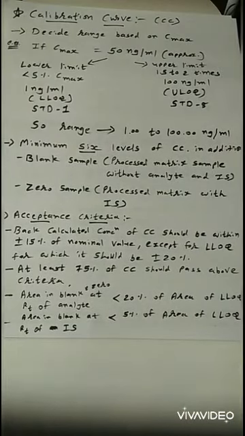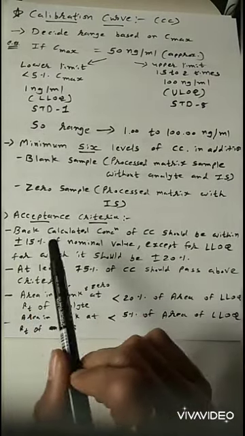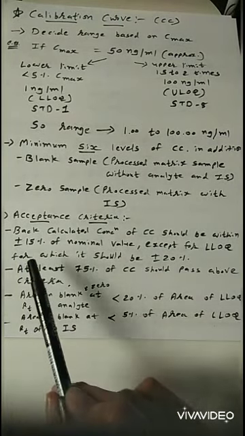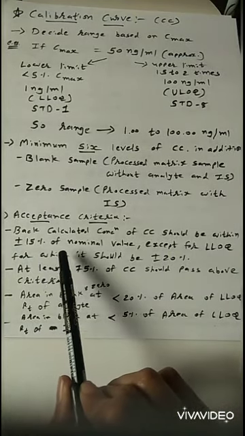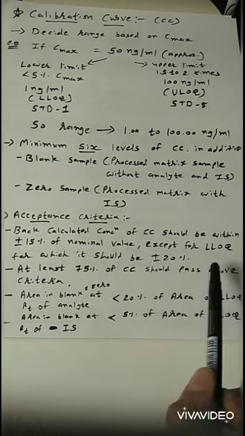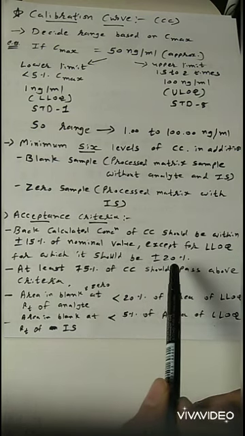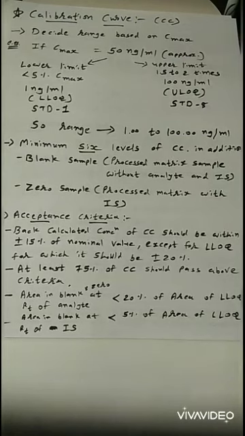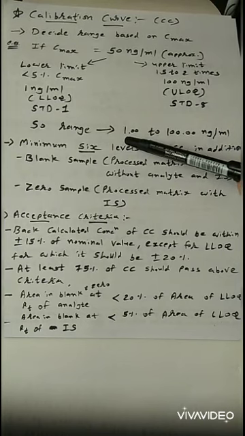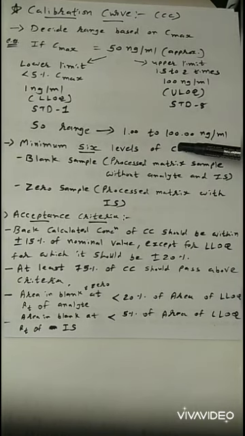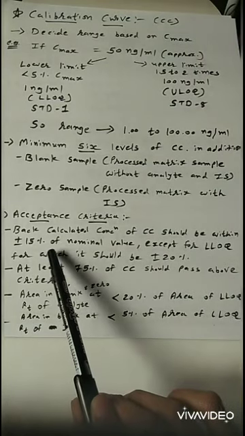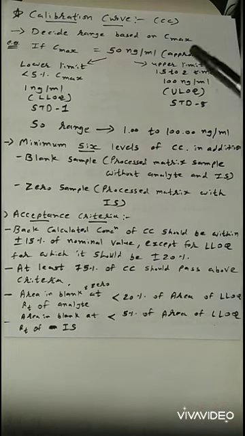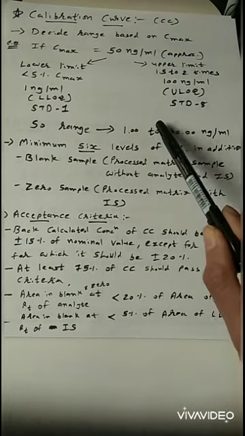Now, what is the acceptance criteria for this calibration curve as per the regulatory requirement? The back calculated concentration of the calibration curve should be within plus minus 15% of the nominal value, except for LLOQ, for which it should be plus minus 20%. Now, I will explain this in simple words. Our LLOQ is 1 nanogram and ULOQ is 100 nanogram. As per this sentence, the calculated concentration of the CC should be plus minus 15% of the nominal value. That means the nominal value of our ULOQ is 100 nanogram.